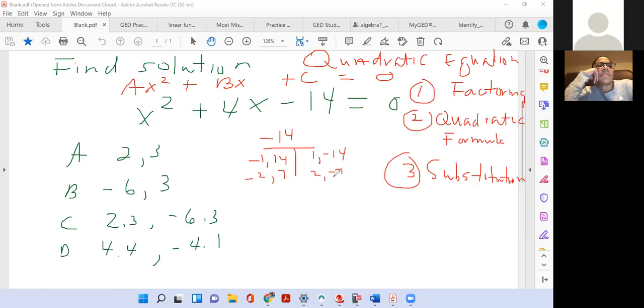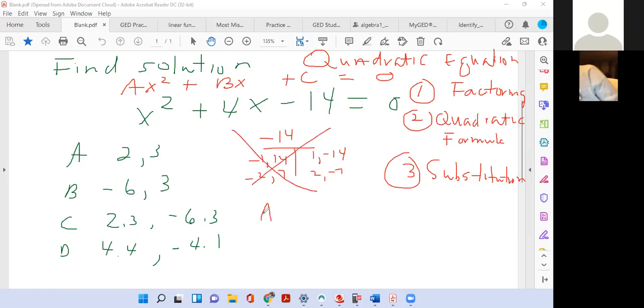So this is the first way I suggest to you: if you know how to factor, find the factor pairs of C when your coefficient is 1, and see what pair is going to give you B. Well, you can quickly see that none of these pairs, if you combine them, will give you B. Wow. So this is the first way, we're going to see if we could solve by factoring. That didn't work.